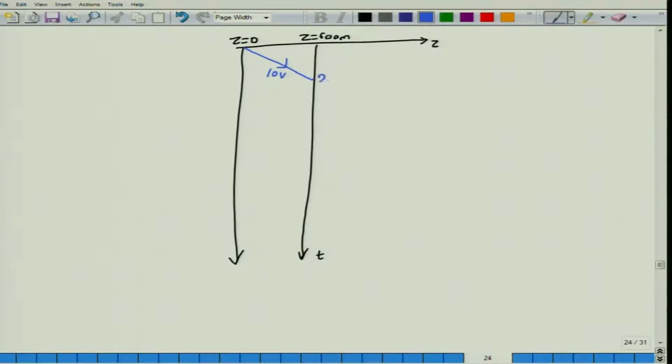This would reach at 2 microsecond to the load, where it would be reflected to become minus 5 volt. Why would it be minus 5 volt? Please remember, gamma L is minus half here and gamma G is equal to half.